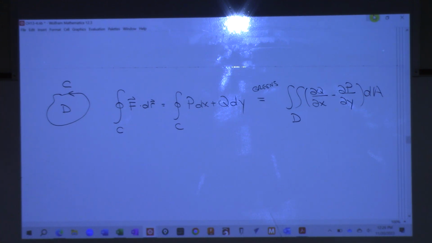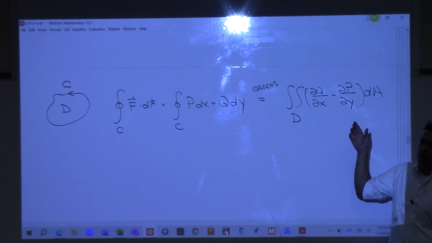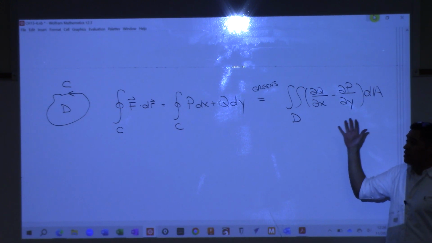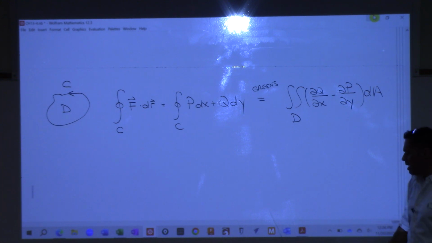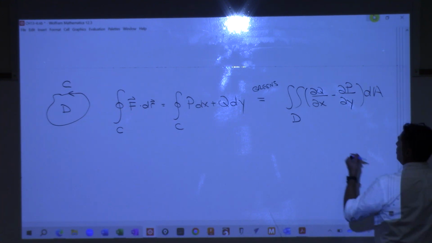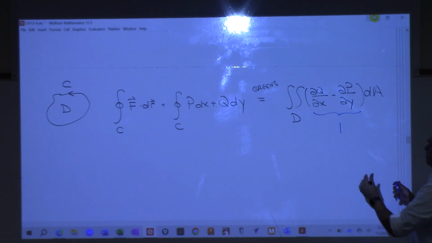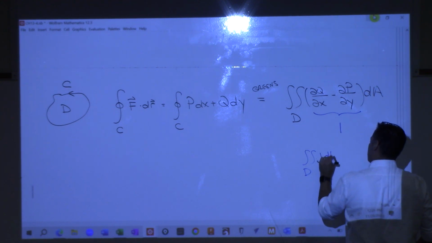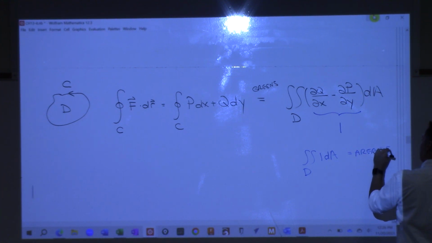To use this backwards, what we were saying is, when can you ever go from here to here? Well, there are a lot of different ways. The one scenario we want to look at is this very special case where this turns out to be a 1. Because if that's a 1, this side becomes the double integral over D of 1 dA, which is just the area of D.